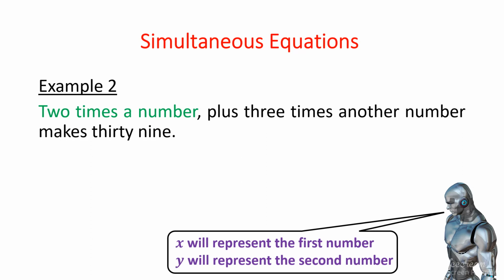So let's start off. 2 times a number, so 2 times our first number, x, plus 3 times another number, so our second number is y, so 3 times y, makes, when we say makes, we just mean equals or adds up to 39. So let's put it equal to 39. And again, remember in algebra, we don't use the multiplication sign, so we don't write it as 2 times x, we write it as 2x and 3y. So 2x plus 3y equals 39.